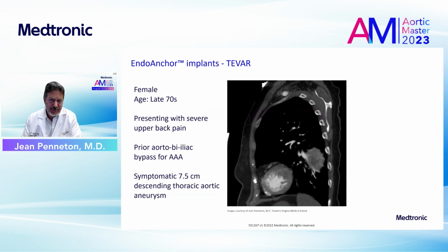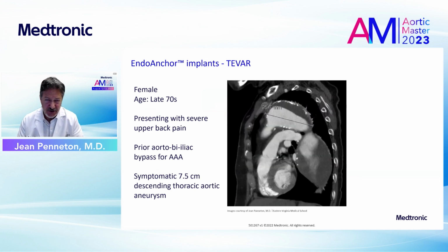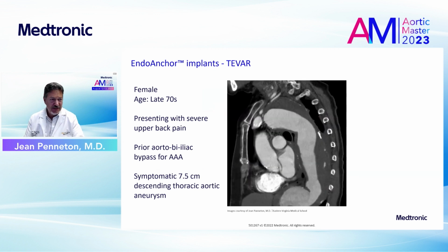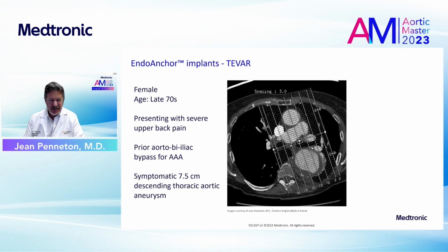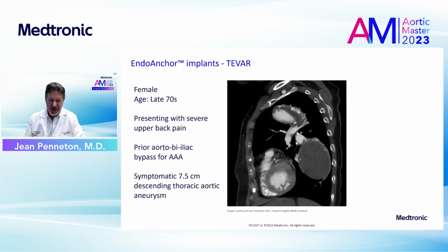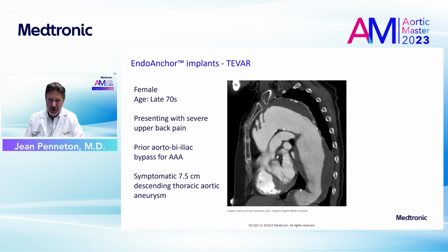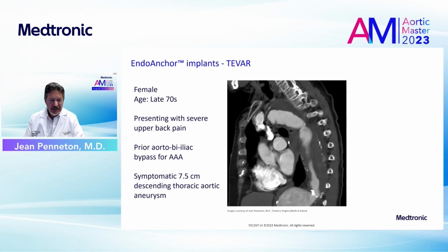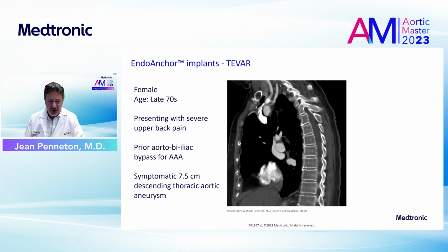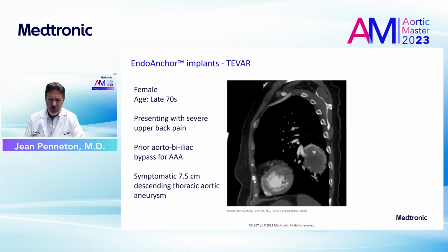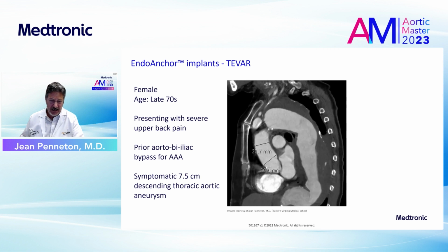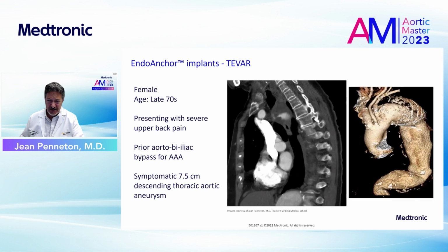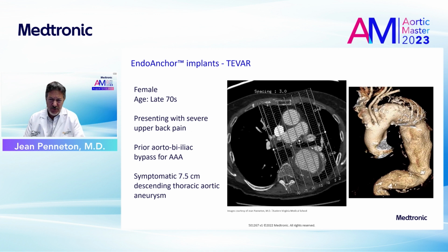So here's a case I believe will really exemplify the benefit of using EndoAnchors in these patients. This is a female patient, in her late 70s, who presented with severe upper back pain. She had had a previous triple A repair with an aortobiiliac grafting, and she has a symptomatic, very large descending thoracic aortic aneurysm. I think the video here really exemplifies how challenging treating this patient is, and the 3D reconstruction really shows this.